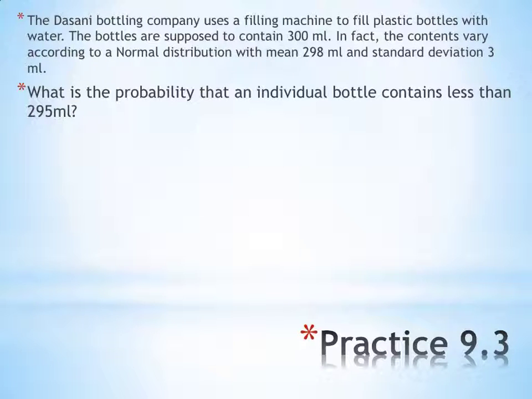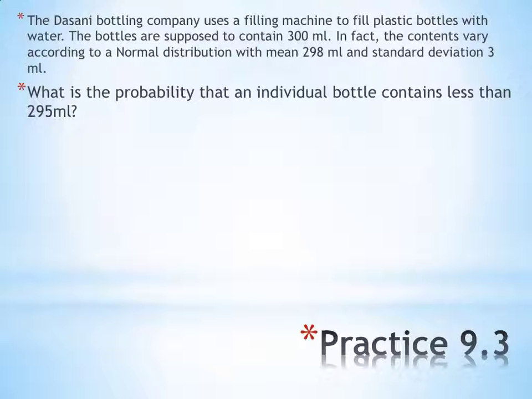Hey guys, this video is just going to be on sampling distributions of means, and that's for section 9.3 in the book. These are just practice problems. I would suggest looking through the notes if you want to read all the vocabulary that's in this section.